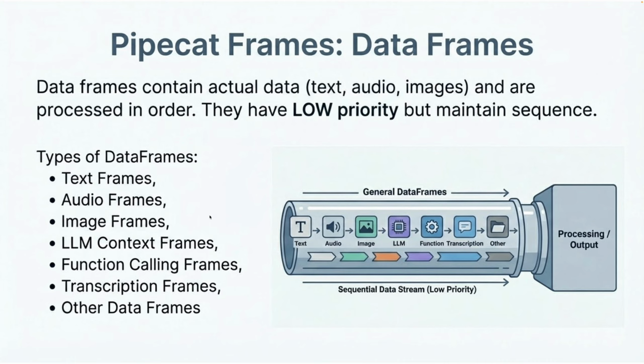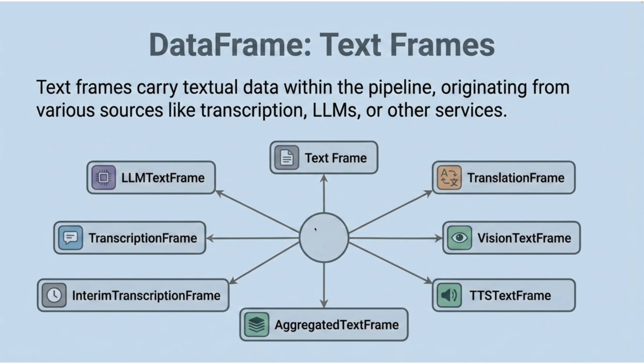We have different kinds of data frames: text frames, audio frames, image frames, LLM context frames, function calling frames, transcription frames, and other data frames. These allow text, audio, images, and context to move through the system in order. Pipecat developers building voice AI agents, multimodal assistants, or real-time AI systems use these data frames. Next, let's see the different text frames.